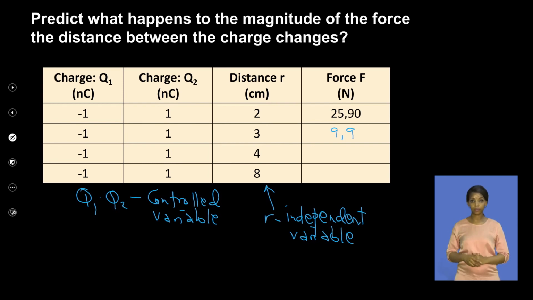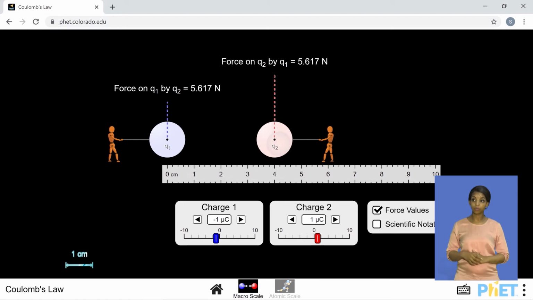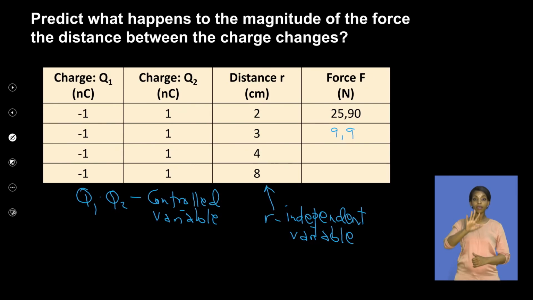What if we make the distance 4 centimeters? Let's see what happens. Okay, if we go back to the simulation, now the distance must be 4 centimeters. I think we can almost predict. Now it's 5.617, okay? We go back, 5.617, okay, 62 newtons. I think you can immediately pick up the trend. The greater the distance between the charges, the lesser the force becomes, okay? Are we on to something?